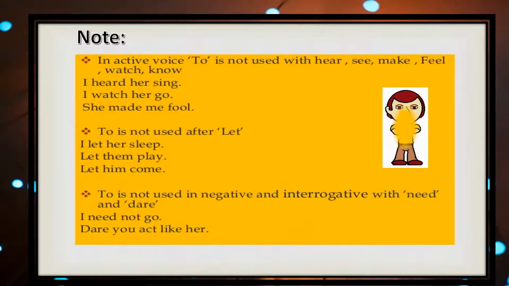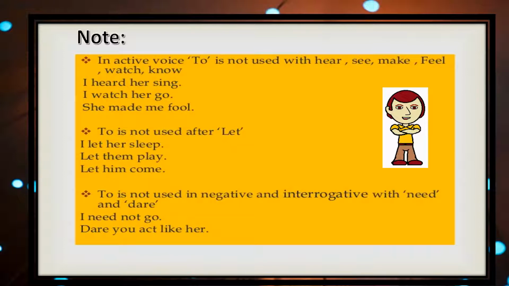Note: in active voice, to is not used with hear, see, make, feel, watch, now. I heard her sing. I watched her go. She made me fool. To is not used after let. Example: I let her slip. Let them play. Let him come.